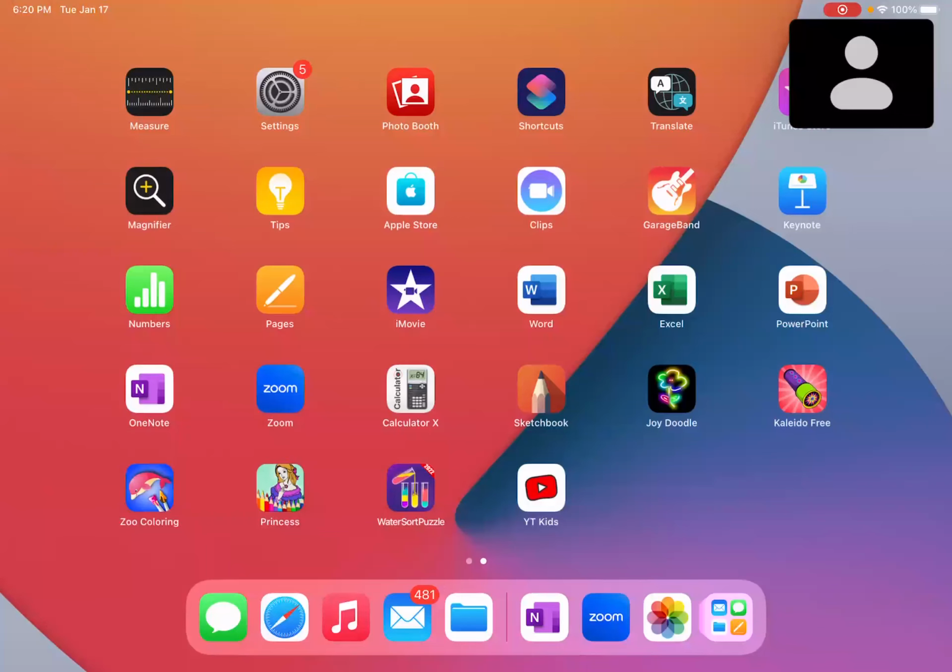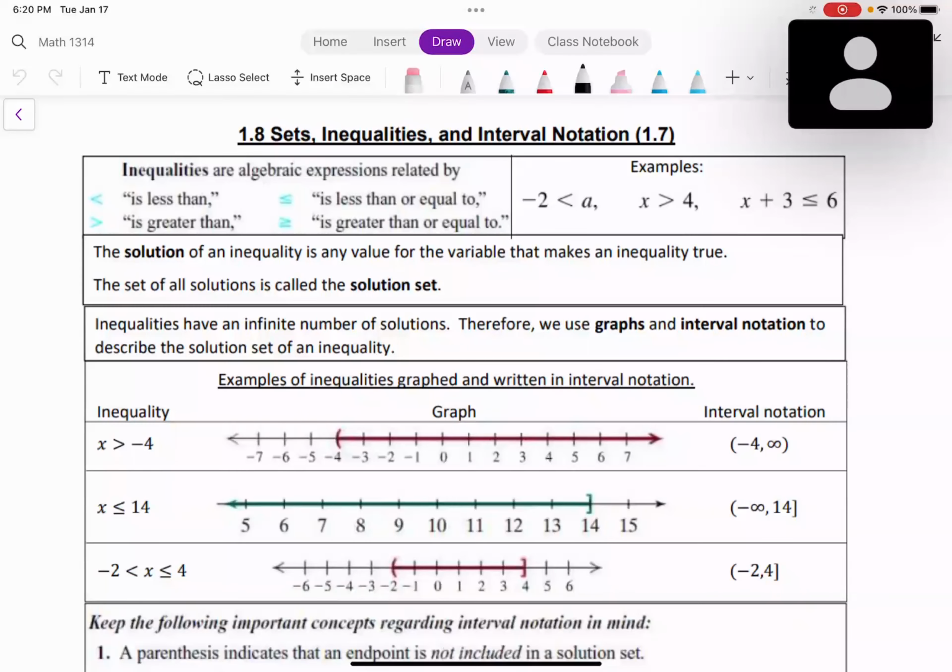Today's video, we are learning 1.8 sets, inequalities, and interval notation. Let's do some review. Inequalities and algebraic expressions are related, so let's see these symbols.